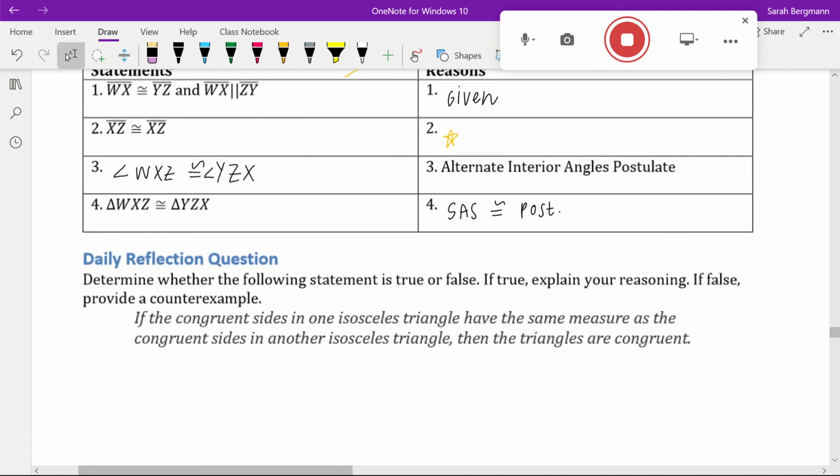The last part of the lesson today is to reflect on this question, please. Determine whether the following statement is true or false. If it's true, please explain your reasoning. If it's false, please provide a counterexample. That's all for today.